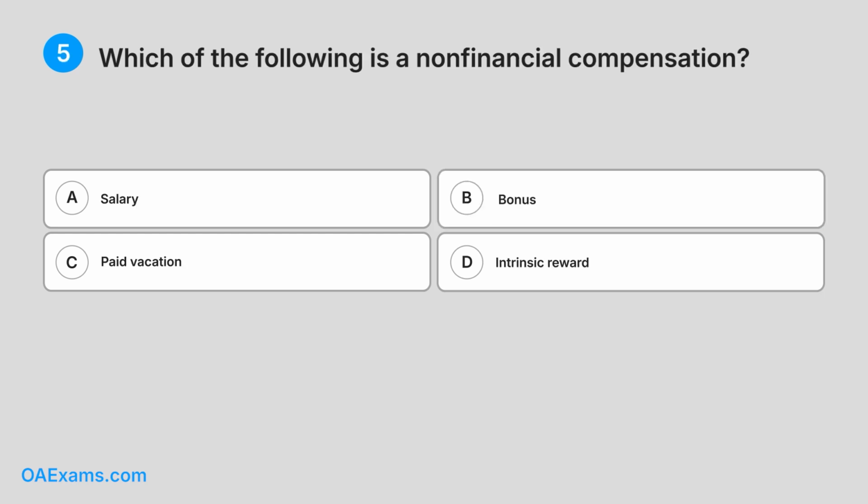5. Which of the following is a non-financial compensation? A. Salary. B. Bonus. C. Paid vacation. D. Intrinsic reward. Do you know the answer?